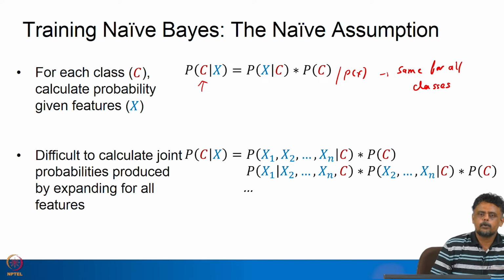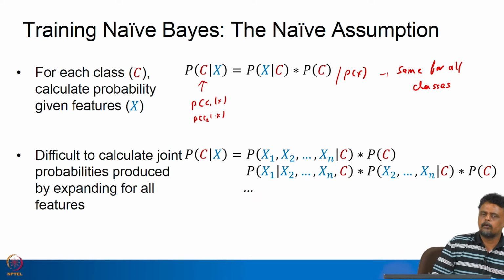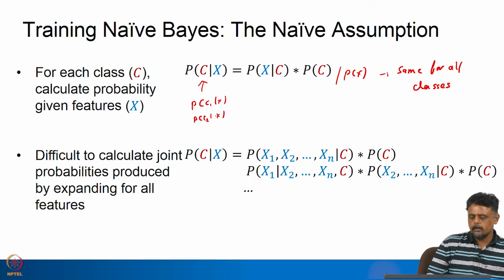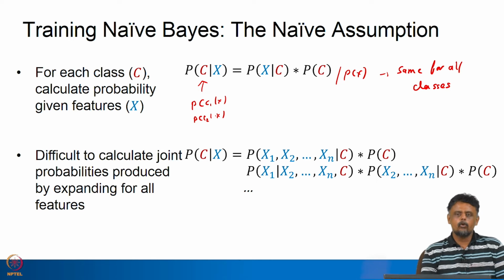So, the idea is that you evaluate this for C1 and C2, let us say a 2 class problem, and we just compare these 2 numbers. Of course, since we are not normalizing by p of x, it will not exactly be a probability value; we can call this a score. We compare the scores we get, and whichever is the higher score, we assign the input data point to that class. Okay. So, how do we actually go about doing that?